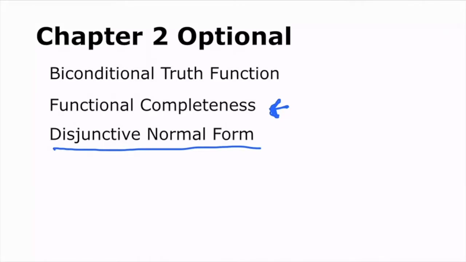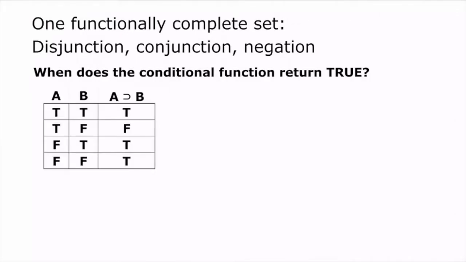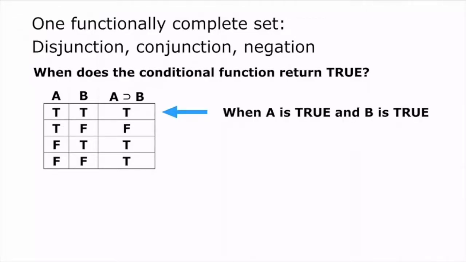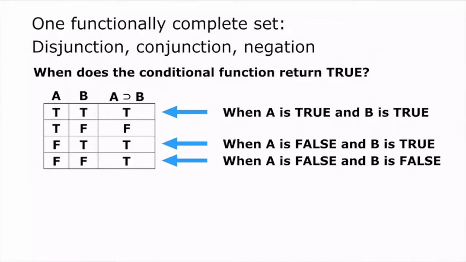Well, one answer to this is disjunctive normal form. So one functionally complete set of operators is disjunction, conjunction, and negation. And so here's how you can sort of get your head around that. Let's look at the conditional truth function. When does this function return the value true? Well, as you can see, there's three cases, right? It's true when A is true and B is true, row 1. It's true when A is false and B is true, that's row 3. And it's also true when A is false and B is false. So these are the situations where conditional outputs true.